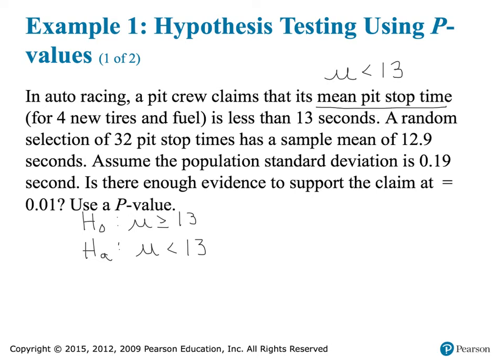A random sample of 32 pit stops, so we can tell that n is 32, has a sample mean, that's x bar, of 12.9 seconds. Assume the standard deviation of the population, that's sigma, is 0.19.